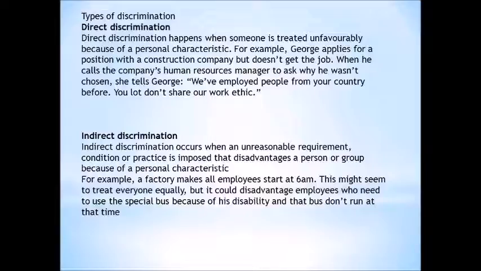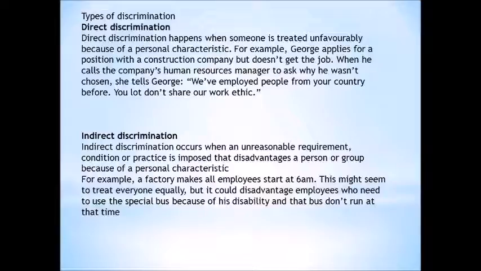Indirect discrimination. Indirect discrimination occurs when an unreasonable requirement, condition or practice is imposed that disadvantages a person or group because of a personal characteristic. Discriminatory behaviors and actions that affect a person or group with certain personal characteristics can become entrenched in an organization or community. These behaviors often become part of the organization's culture and are reinforced by policies or procedures. If an organization has a lot of complaints about the same or similar issues, it might be because of entrenched discrimination, also known as systemic discrimination.